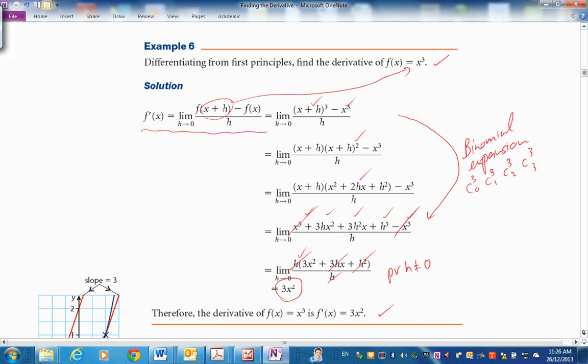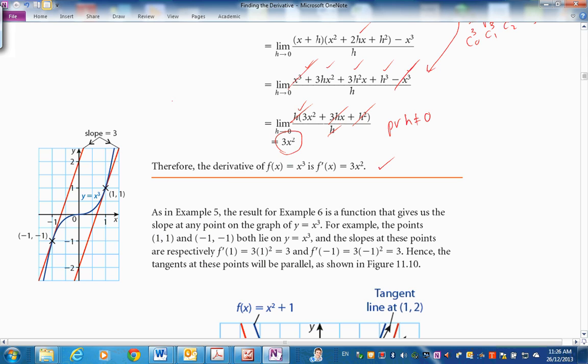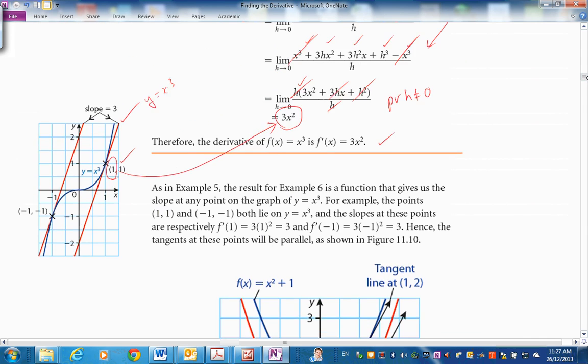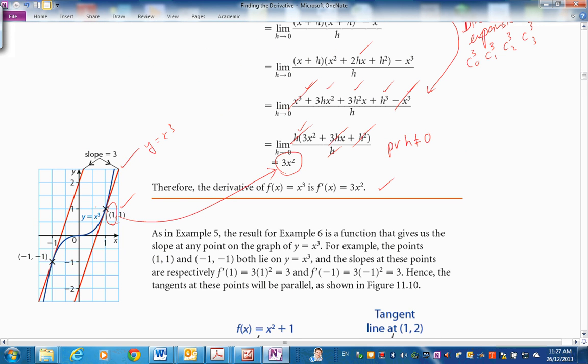Let's come down and use it now, just over here. Here's our function, x cubed. And if we say, let's go to the point 1, 1, let's put x as 1 in our derivative, our derived function. Slope would be 3. And if we put neg 1 into our slope giving function, neg 1 squared is 1, and that would be 3 as well. They've both got a slope of 3. That's starting to make sense, isn't it? It's very, very handy like that.